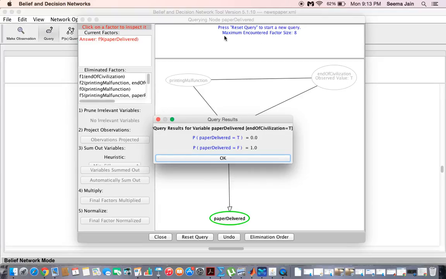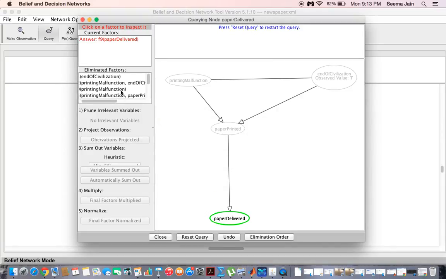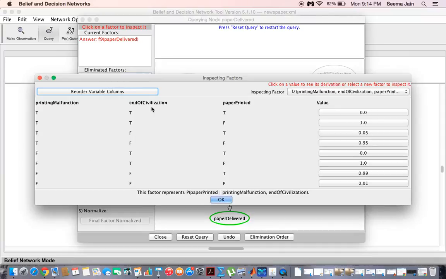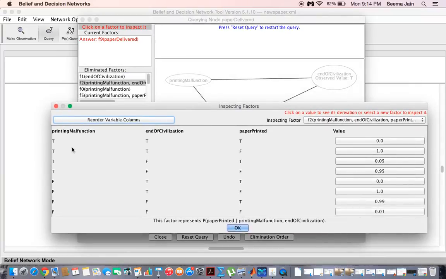Also observe that the maximum encountered factor size is 8. So what this means is that the number of variables present in my largest factor was 3, which led to 8 possibilities. So that gives me a maximum factor size of 8.